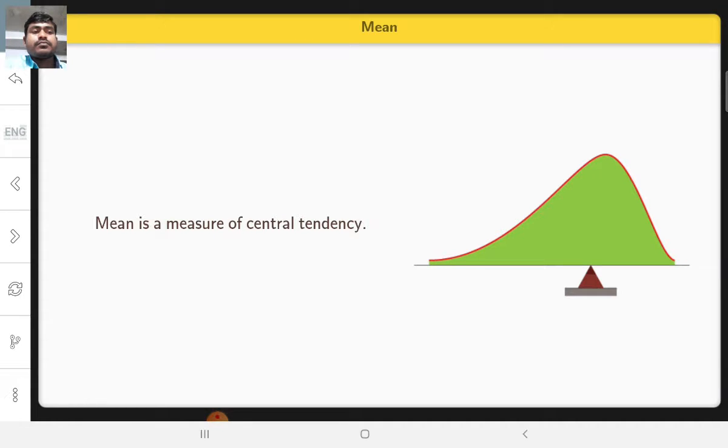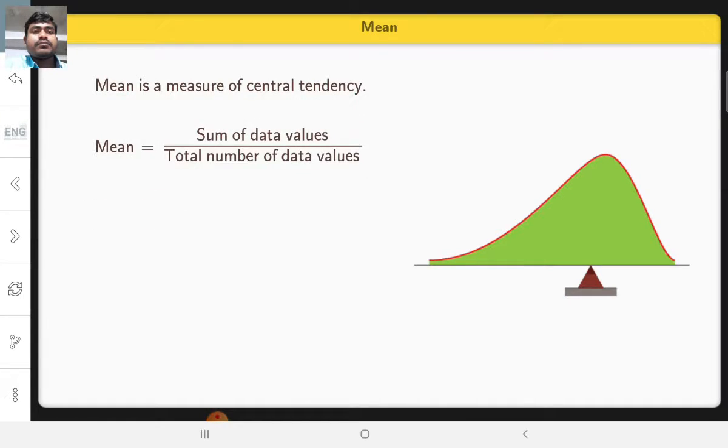The mean of a data set can be calculated as the ratio of the sum of data values to the total number of data values. For data values x1, x2, x3, and so on till xn, the mean will be.